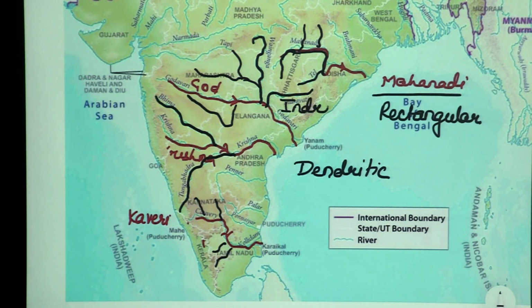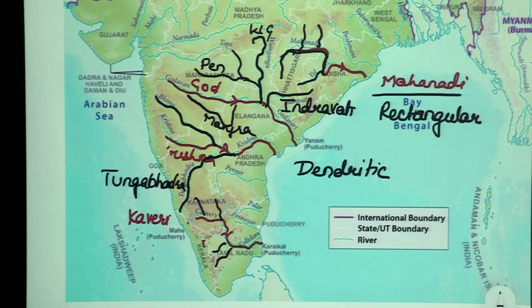And basically you can recognize the tributaries here. Indravati, Wainganga, this is Penganga, this is Manjara. Manjara will be which bank? Tributary of Godavari, right bank. And notice the names of the rivers here. This is Tungabhadra. Tungabhadra is a right bank tributary of Krishna, whereas Bhima is a left bank tributary of Krishna. And of course Kaveri can be taken as an example of rectangular drainage.